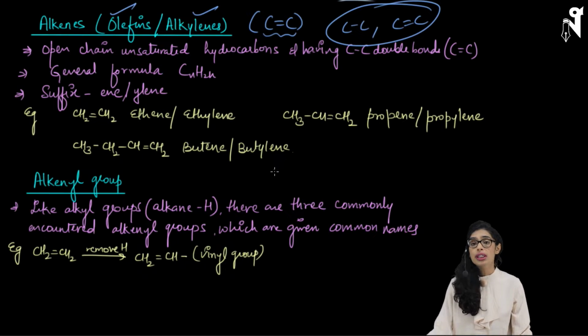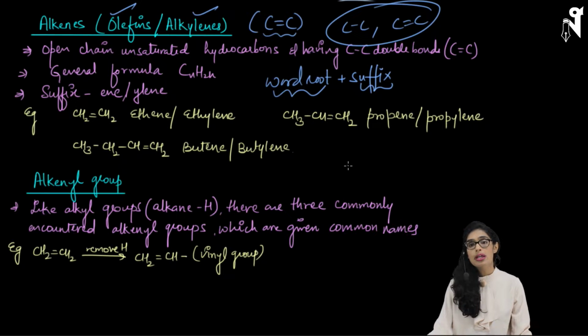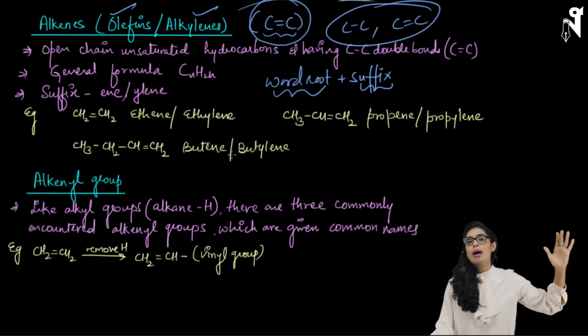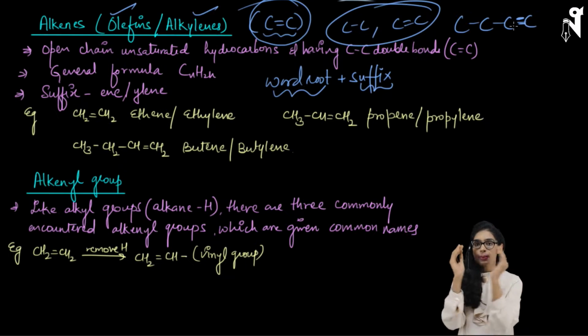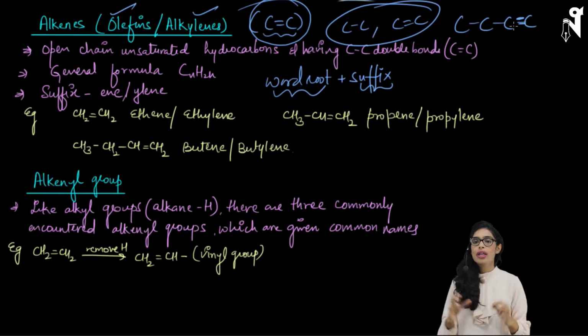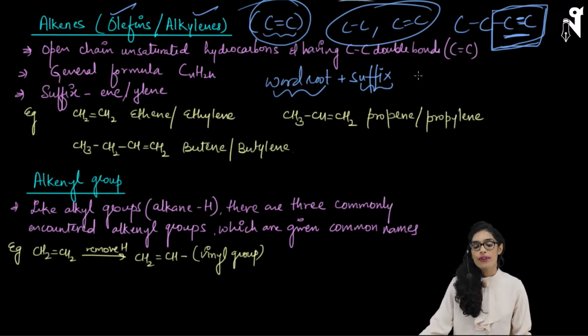As I mentioned earlier also, naming of such hydrocarbons is generally word root plus suffix. The word root will represent the number of carbons and the suffix will represent the type of bonding that exists in the carbon chain. Here the type of bonding we are referring to is carbon double bond carbon. Maybe you have a chain made up of 4 carbons, but only one pair is linked with a double bond and the rest are linked with single bonds, we'll still call it an alkene. At least one double bond should be present in a compound to be called an alkene. This presence of a double bond will change the suffix, and the suffix will be -ene now.